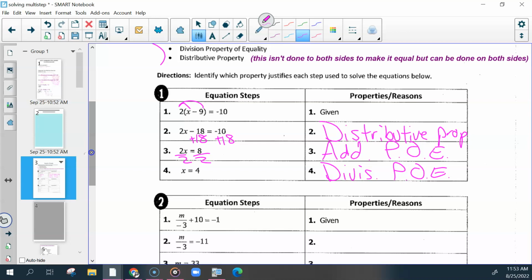So when we get into solving, we're going to be using these properties, but right now we're just trying to identify what properties were used. Do you have any questions on this first one? We're going to jump down and do number 3 together. Does anyone still need this before I scroll down? Sometimes I go too fast. Just let me know.